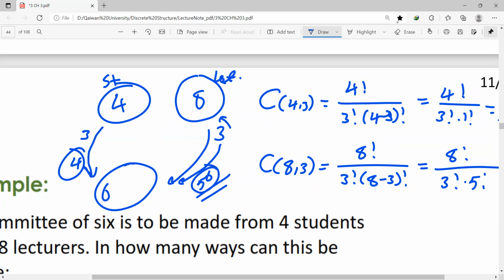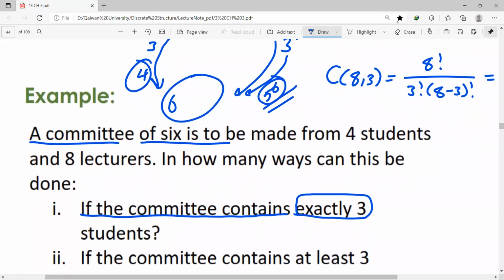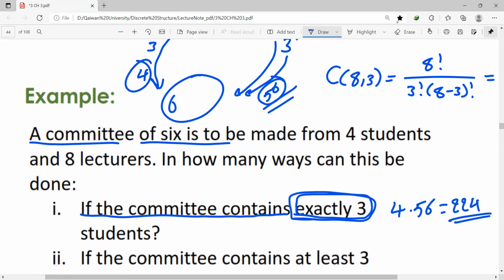So the number of ways to create a committee of 6, such that exactly 3 of them are students, we have 4 times 56. That's 224. We have 224 ways to make a committee of 6 people if exactly 3 of them are students. Okay.